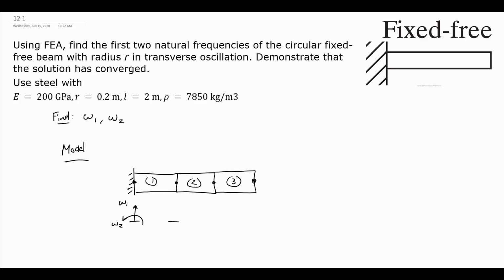Then we can go on to that second node between 1 and 2, and that will have a W3 and a W4. And I'm defining these all the same way, positive up for the positions and counterclockwise positive for these angles. So we have a W5 and a W6. And at the end, when we only have 3 elements, we're going to have W7 and W8.